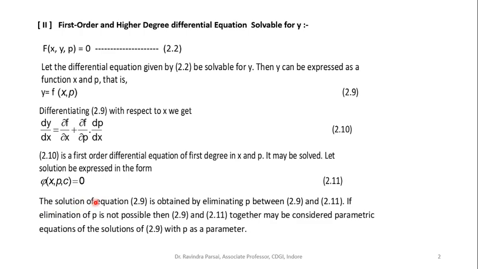The solution of the equation 2.9 is obtained by eliminating p from 2.9 and 2.11. If elimination of p is not possible, then 2.9 and 2.11 together may be considered as parametric equations of the solution of equation 2.9 with p as a parameter. Let us understand this method by an example.